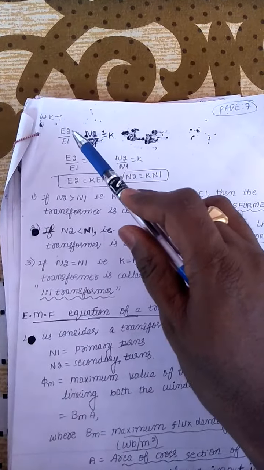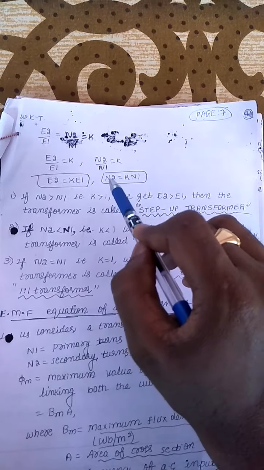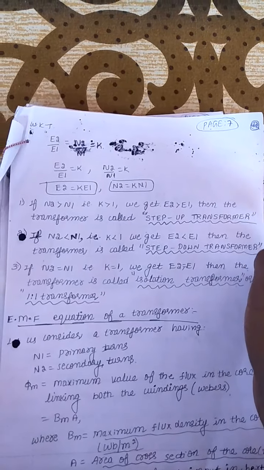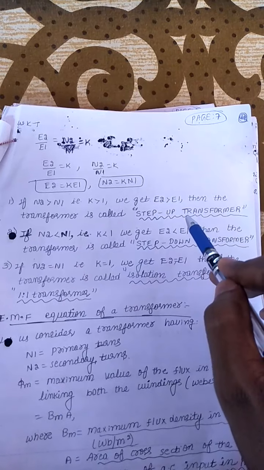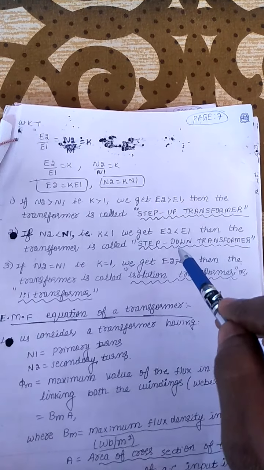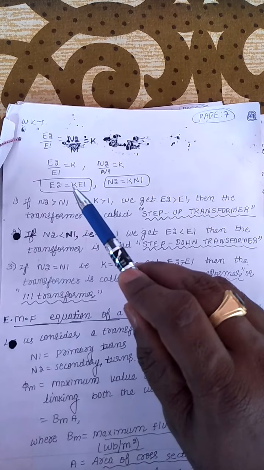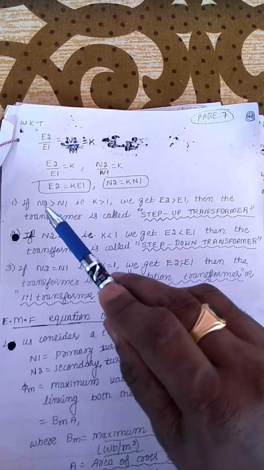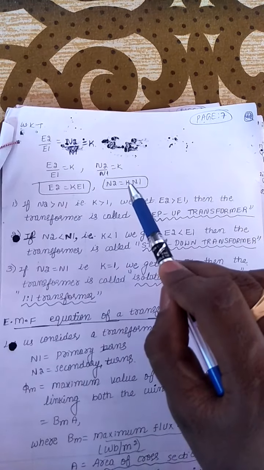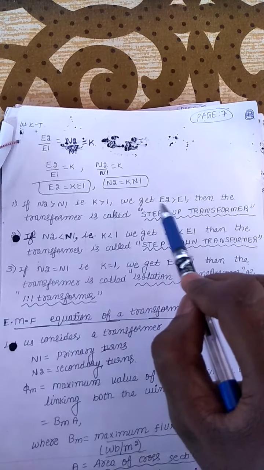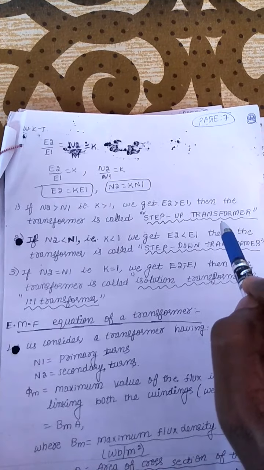I already told you, E2/E1 = N2/N1 = K, so E2 = K × E1 and N2 = K × N1. Now, when is a transformer called a step-up transformer, a step-down transformer, or an isolation transformer? If you want to call it a step-up transformer, the number of turns on the secondary side, N2, should be greater than N1, that is, K should be greater than 1, so that E2 will be greater than E1. Therefore we call it a step-up transformer.